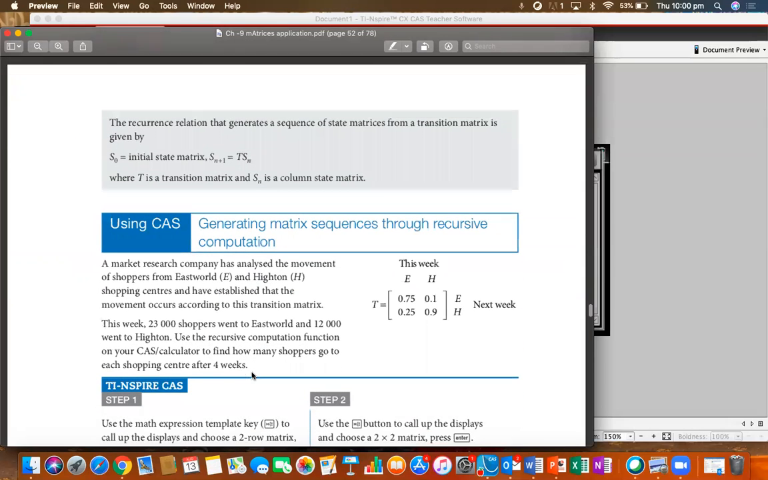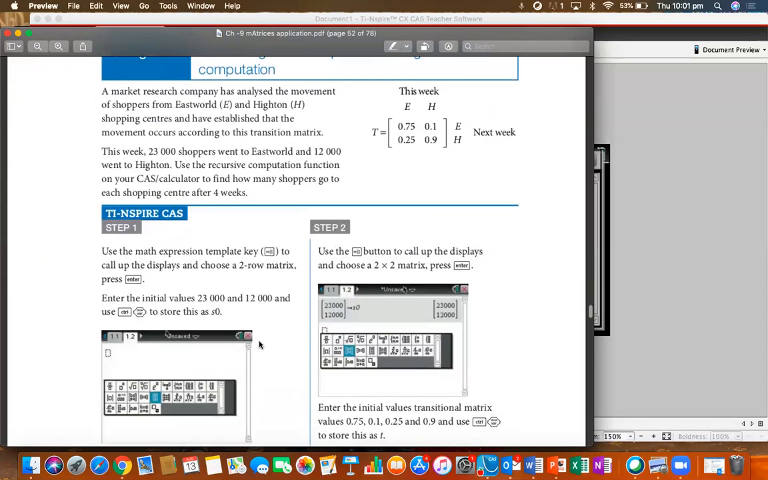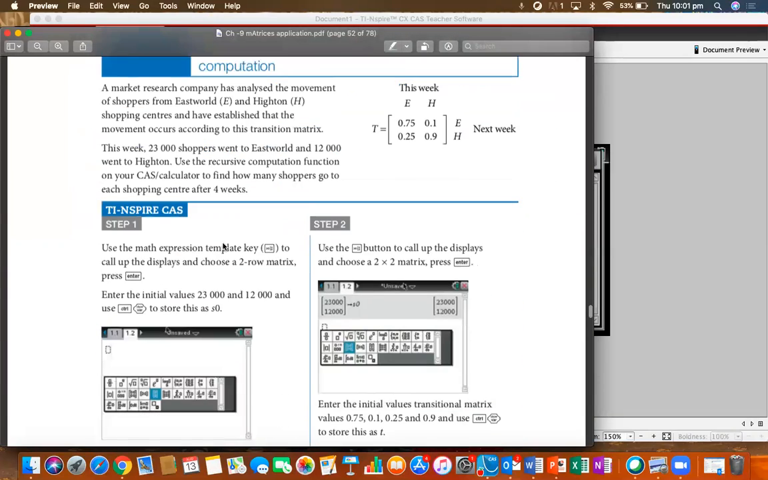Now we can use a CAS calculator for trial and error or to use this recursive computation. I'll do the same question in this one. So this week, 23,000 shoppers went to Eastworld and 12,000 to Highton. Use the recursive computation function on your CAS to find how many shoppers go to each shopping center after 4 weeks. If you keep on doing that by hand, it gets really big and time consuming, so we use CAS, of course.